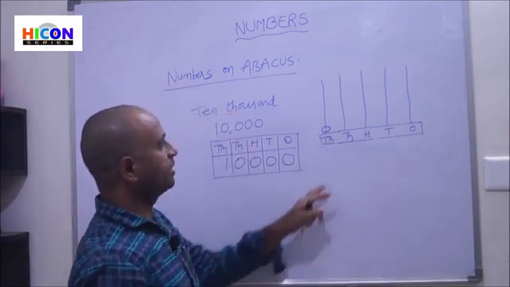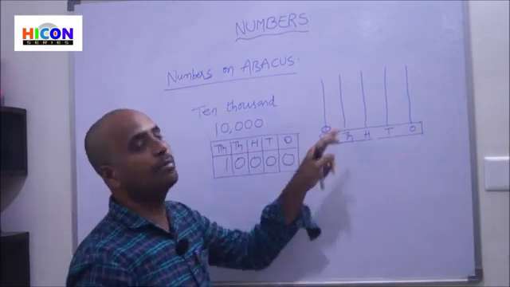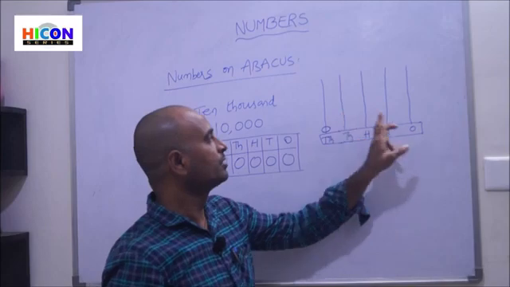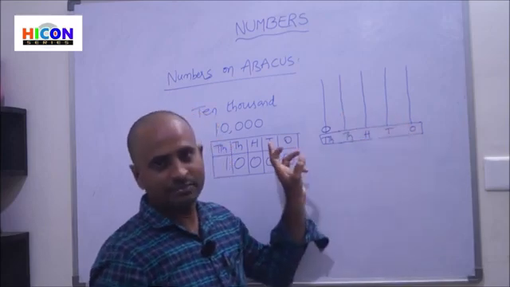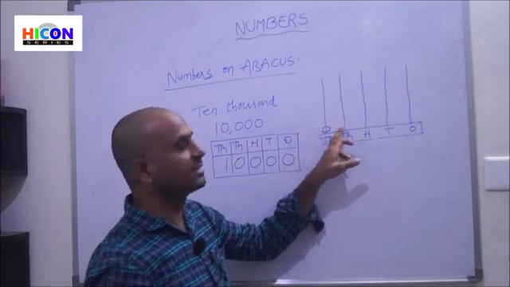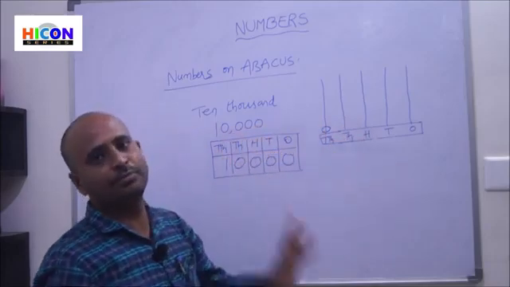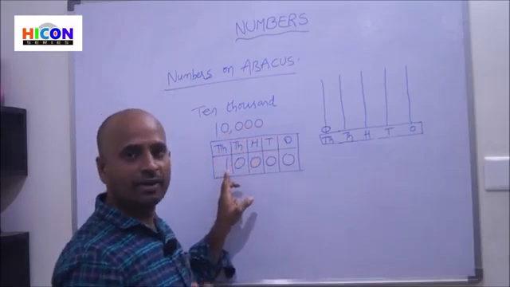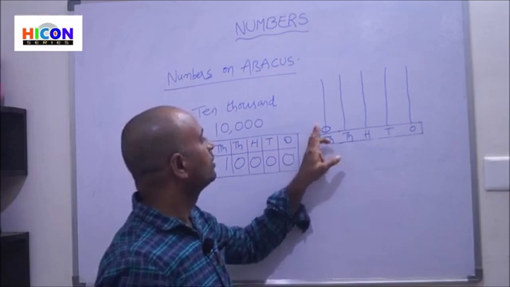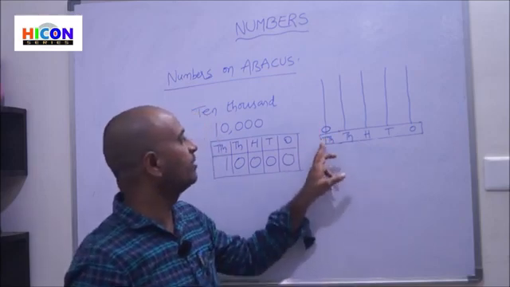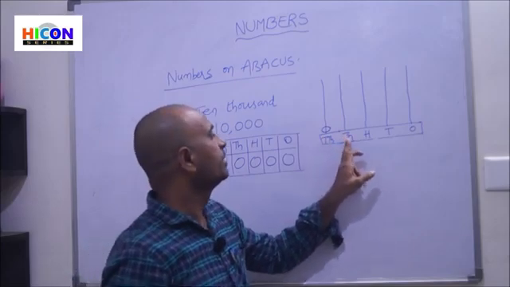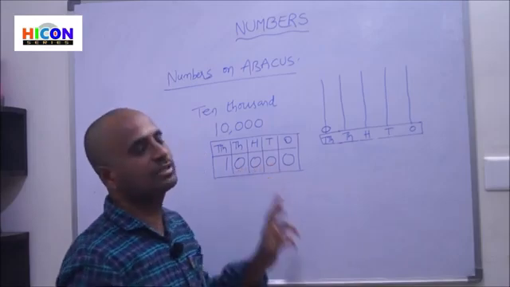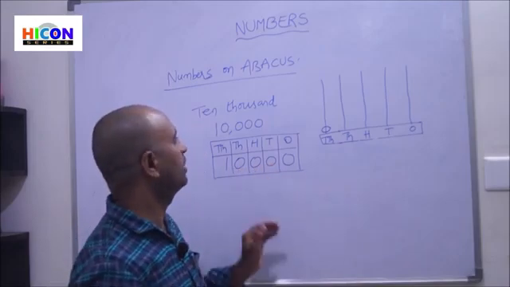So this is the representation of 10,000 on abacus. The abacus contains sticks or rods. Each stick represents a place, and the number of beads represents the digit in the number. In 10,000, the 10,000 place contains one digit, so the 10,000 rod contains one bead. We place only one bead in the 10,000 place, and the remaining rods do not contain any beads because the remaining places have zeros in their digits. So this is the representation of numbers on abacus.